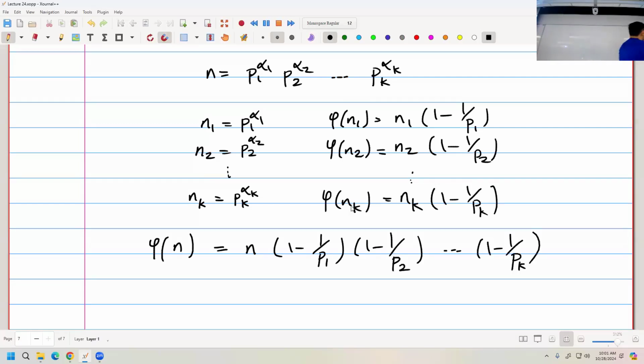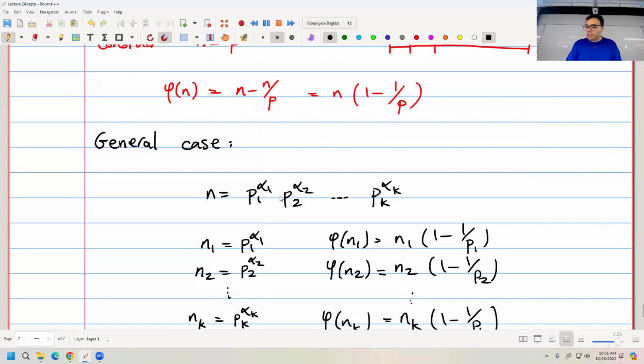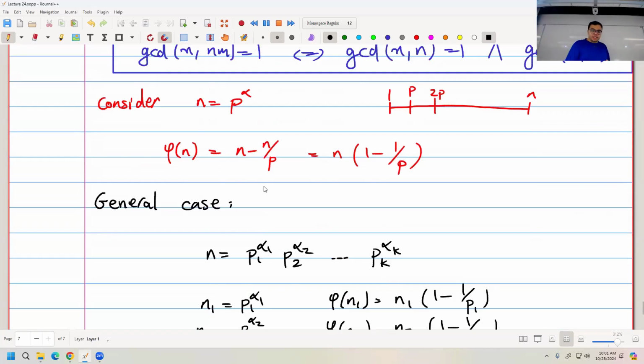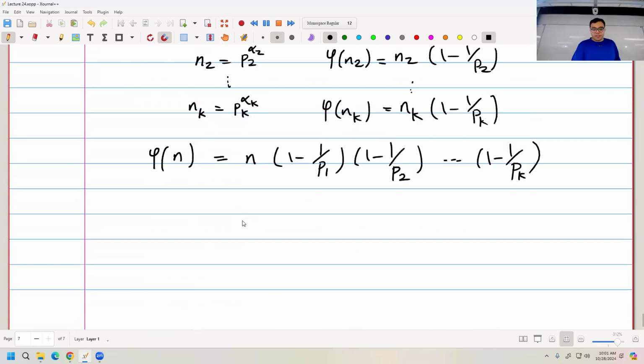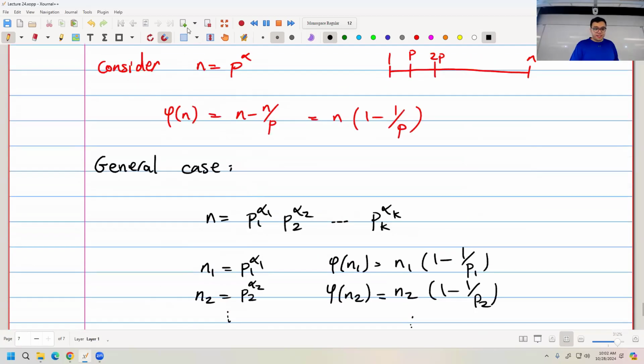Great. So we proved this in two ways. You can choose which proof you like better. The important thing is that if you have the prime factorization of a number, you can easily find Euler's totient function. Okay. Now, why did we care about all of these things?